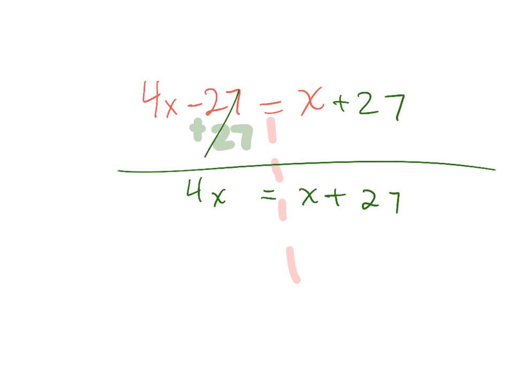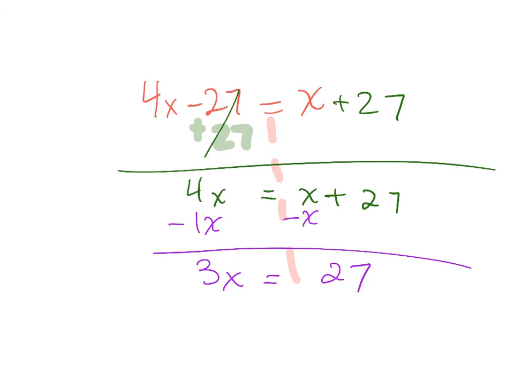And then who am I going to bring over? The x. Now you're going to minus x. So you get 4x minus 1x is 3x is equal to 27. And then you divide by 3, and you get x is equal to 9.